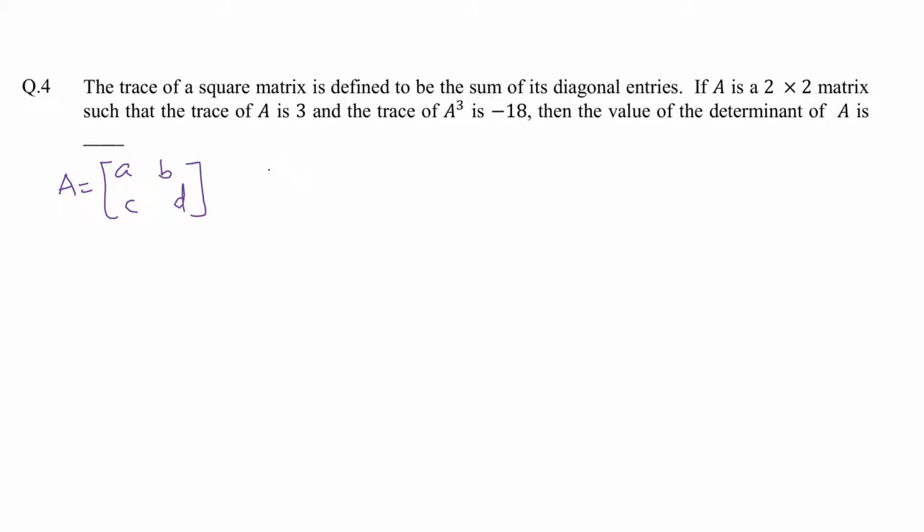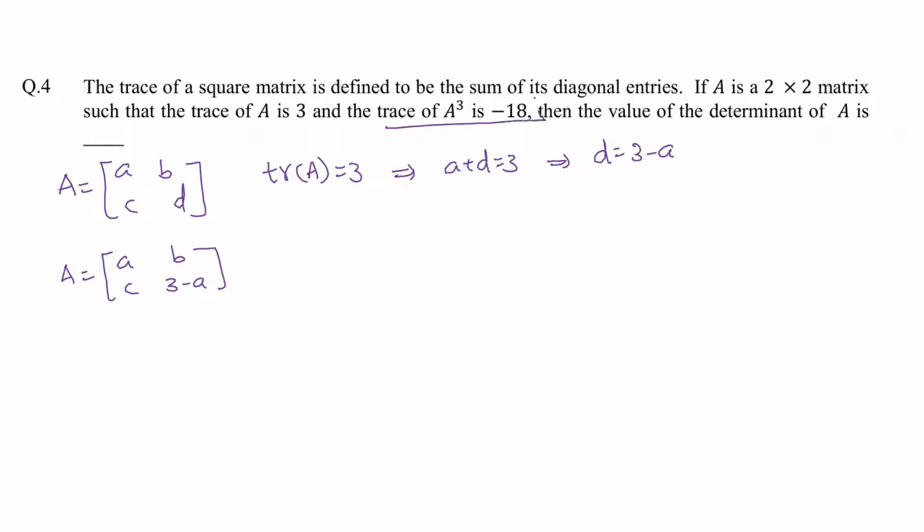But here they have already given the trace of the matrix A equal to 3, which means we will be getting A plus D equal to 3. And from here, I can write D is equal to 3 minus A, right? So I can write the matrix A as A, B, C, and in the place of D, I'm going to use 3 minus A. So now, according to the question, we need to find the trace of A cube, which is given as minus 18 here.